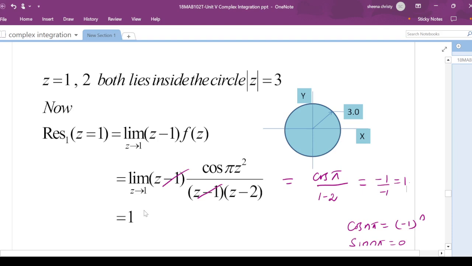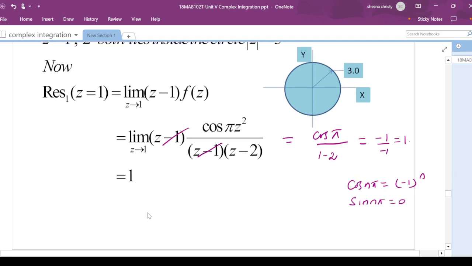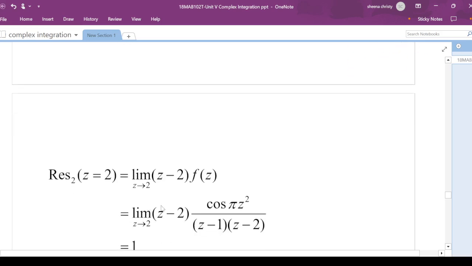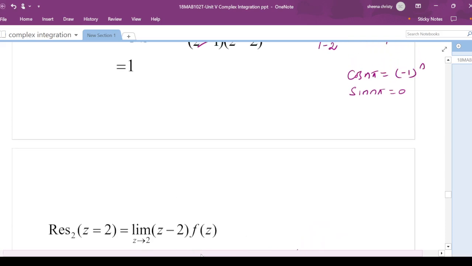Now similarly you are going to find the residue at the pole z equal to 2, which is a simple pole lying inside the contour C. The same formula you are going to apply: limit z tends to a of (z minus a) into f of z. Here a equal to 2. So you have limit z tends to 2 of (z minus 2) into f of z. Here also you have to cancel these two common terms and then apply z tends to 2. So you will get cos 4 pi divided by 2 minus 1. Already I have given the formula for cos n pi. Cos n pi is minus 1 to the power n.